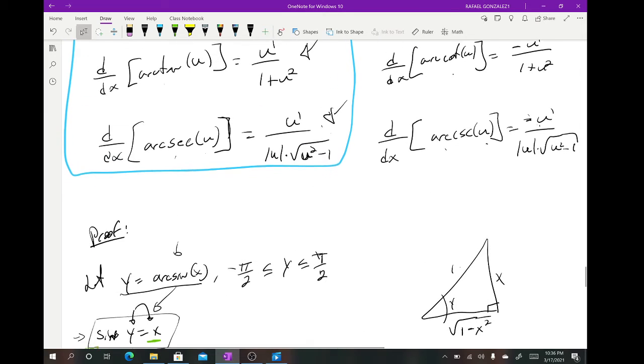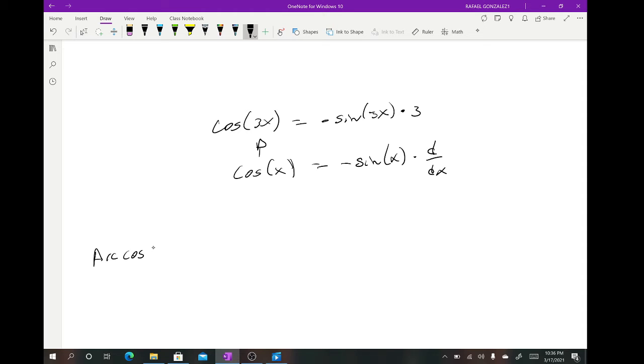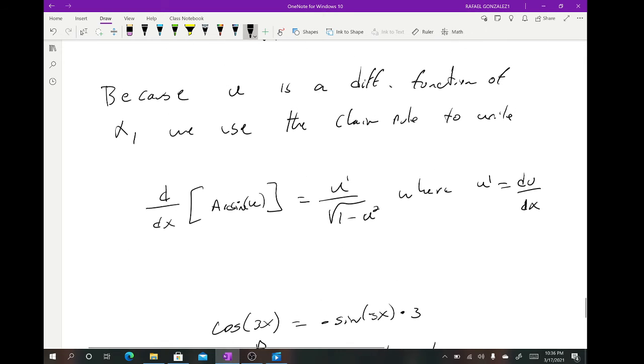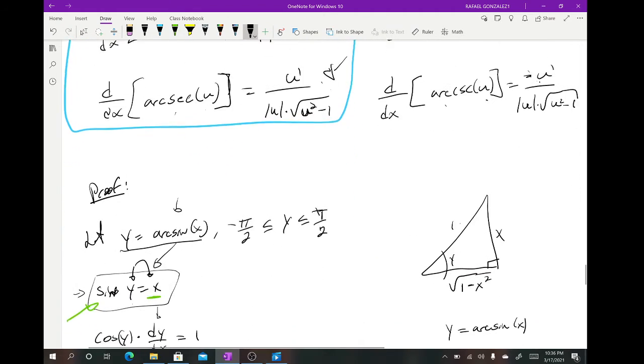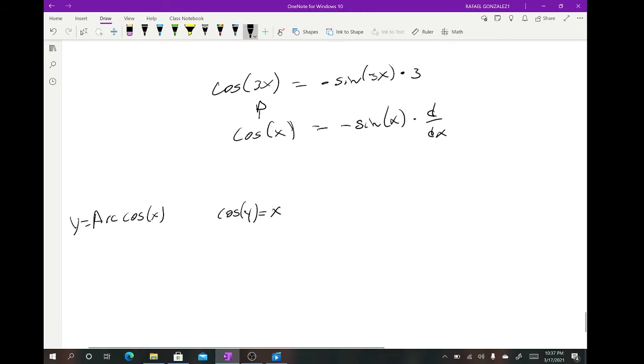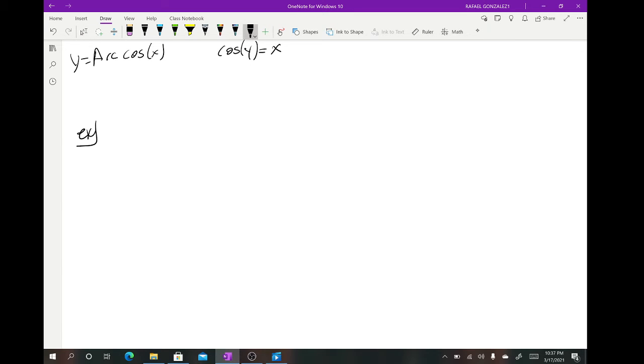So if you were working with the arc cosine of x, so if y equals arc cosine of x, then you could write cosine of y equals x. And if you follow a similar process like I did, you're going to get this solution right here. You just have to be a little bit careful, but you will get that same solution. Okay? Anyway, let's do an example of simplifying derivatives that involve the inverse trig function.